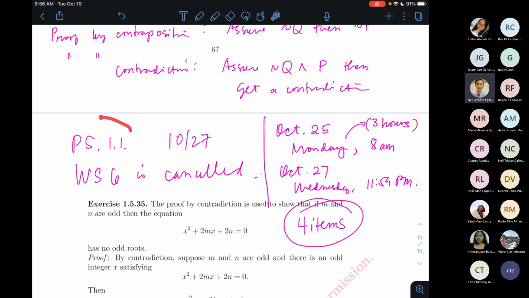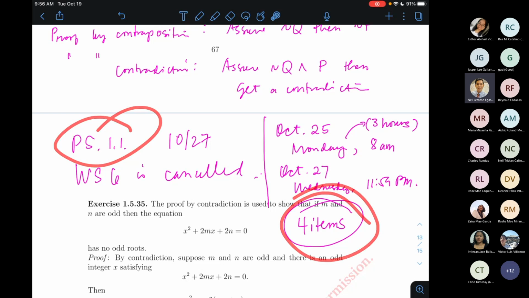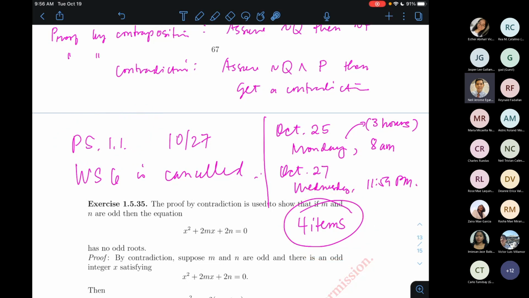So meron ka ng problem set 1.1. So meron tayong problem set 1.2 hanggang 1.5. So total of 5 problems, 10 points each. You already, hopefully you already did 1.1. Tapos ang gagawin nyo na lang ay 4 na items. So devote at least 1 hour for each item.